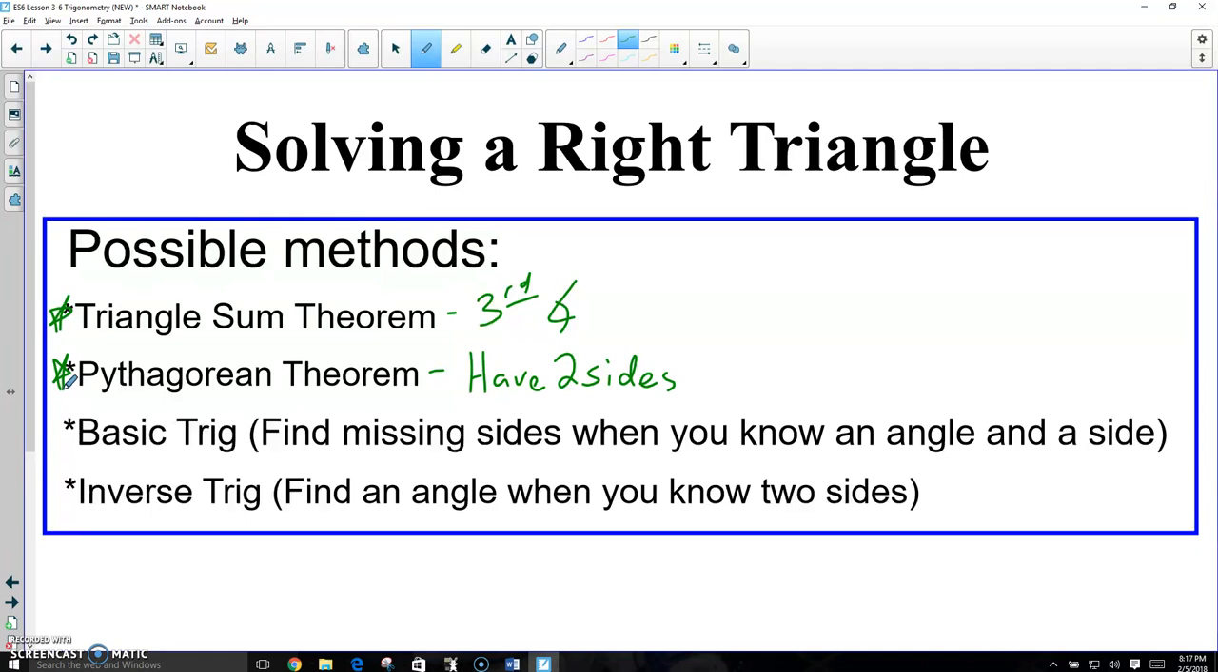We also have basic trig, so just the things that we have done last week. So to find a missing side, we know a side and an angle, so we set up SOHCAHTOA. Remember, if x is up high, we multiply. If x is on bottom, we swap them. And then the last one is inverse trig. So this is what we did last class period, where if we're missing an angle, we make sure to use the inverse sine or inverse cosine or inverse tangent to solve for the angle, just like what we did in our last problem on the warm-up.